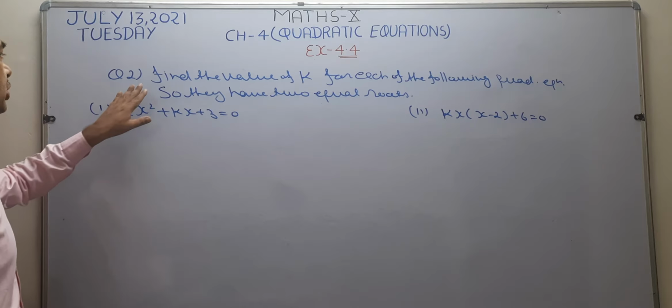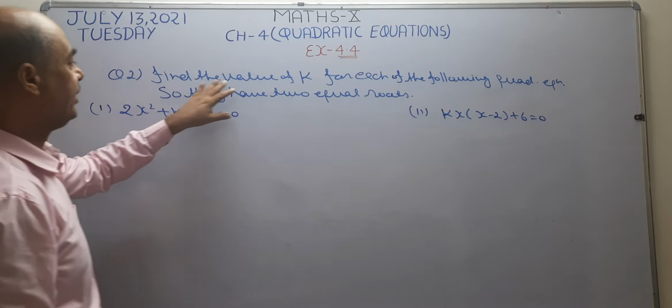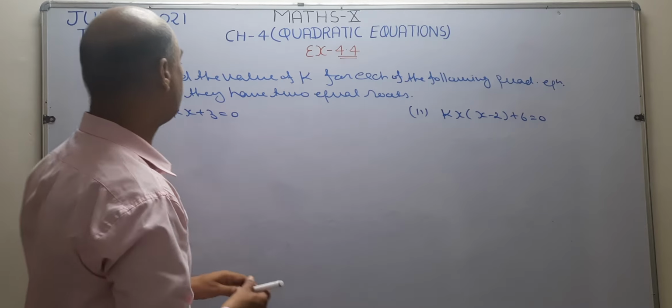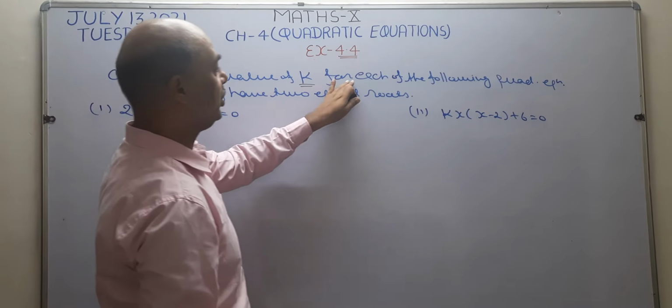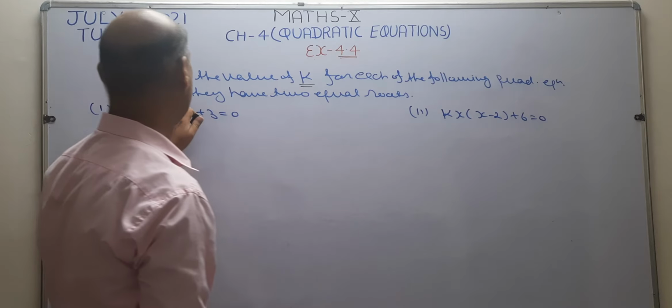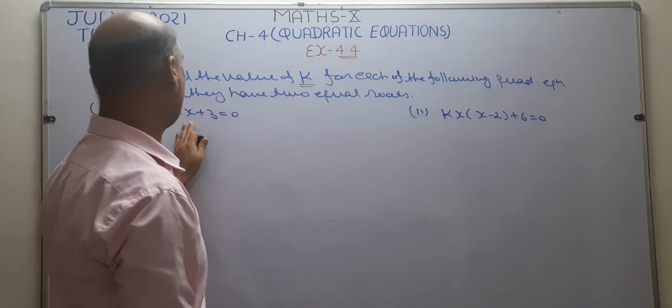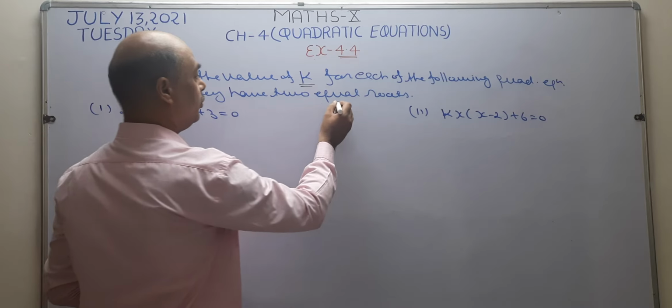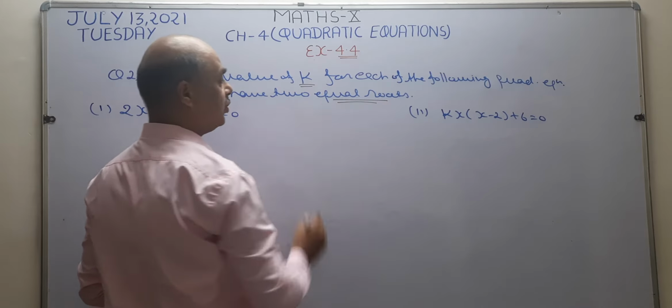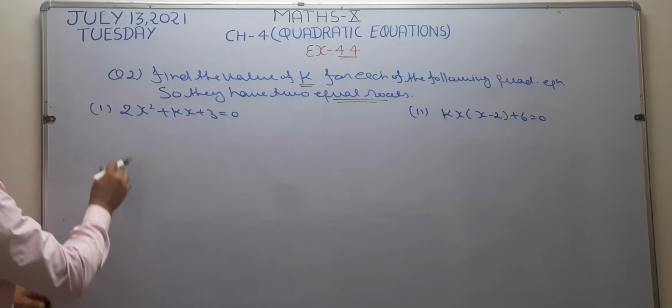Now I want to solve question number 2. Find the value of k. In this question, we have to find the value of k, not alpha and beta. Okay? For each of the following quadratic equations having equal roots, both the equations having equal roots. This condition I am going to use. For equal roots, we have to find the value of k. Okay? Now I write here.